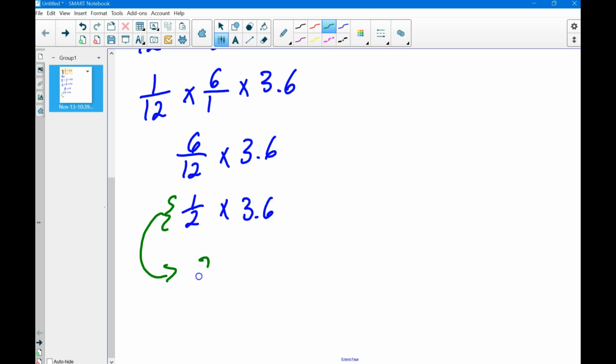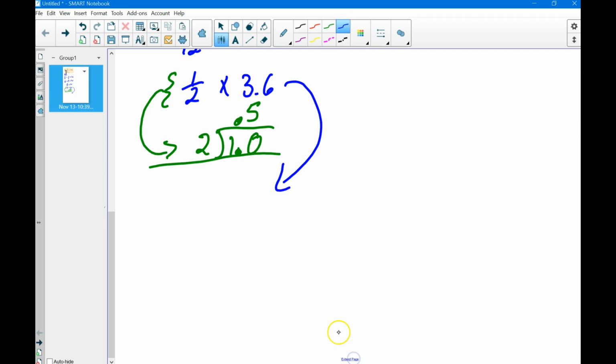We go 2 divides into 1. It can't go into 1, so we put a decimal here. Remember we did division with decimals earlier? Decimal up here, put a 0 here. Now 2 divides into 10, 5 times. So then down here, we can rewrite that. 1/2 becomes 0.5, so it's 0.5 times 3.6.